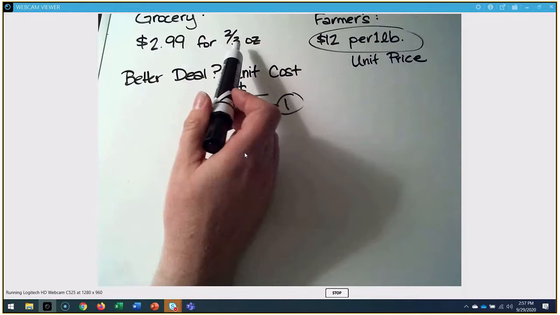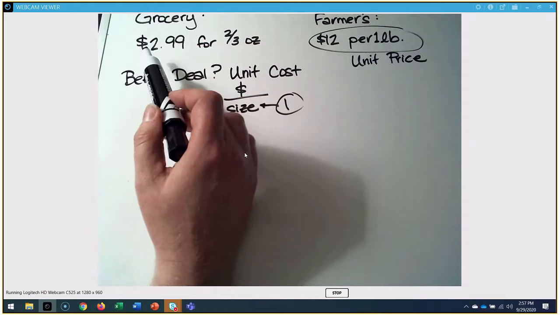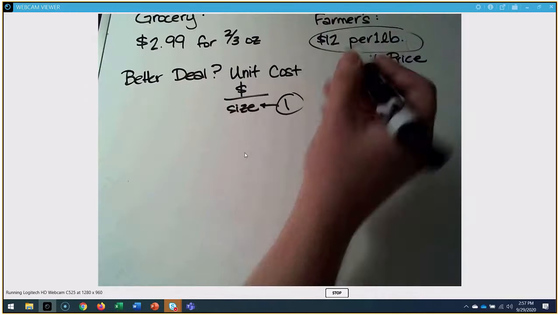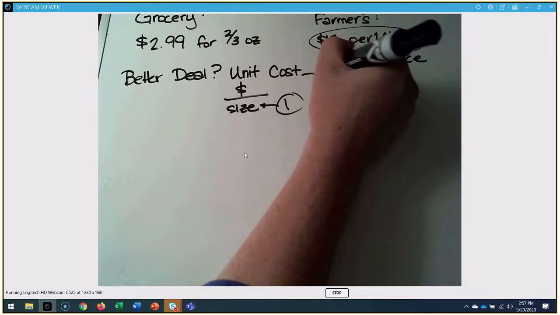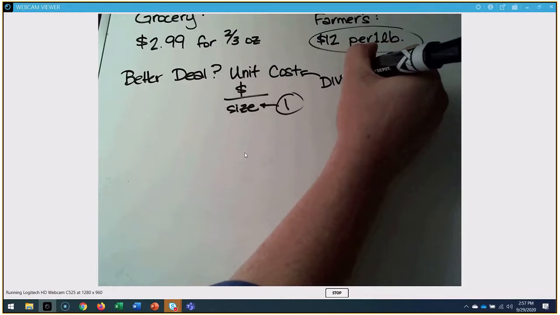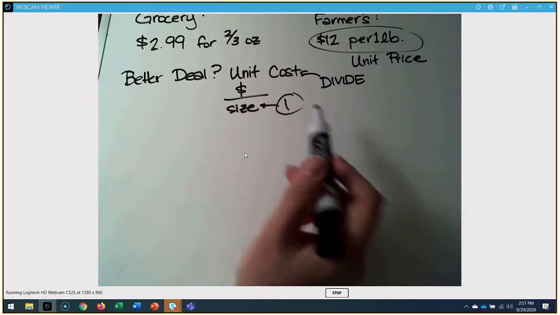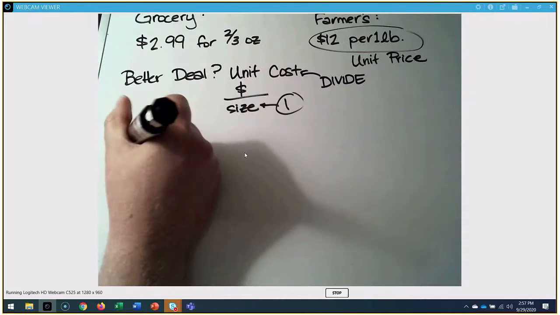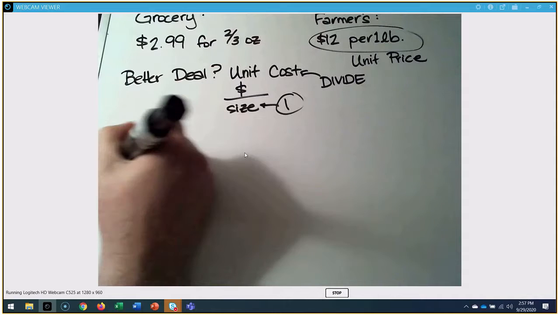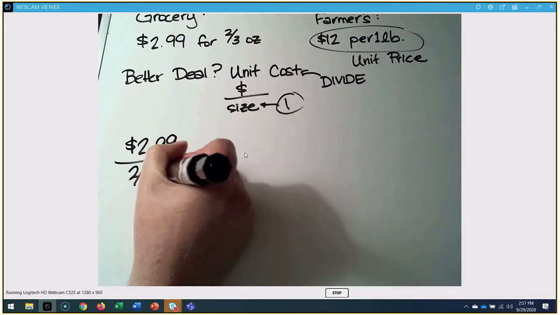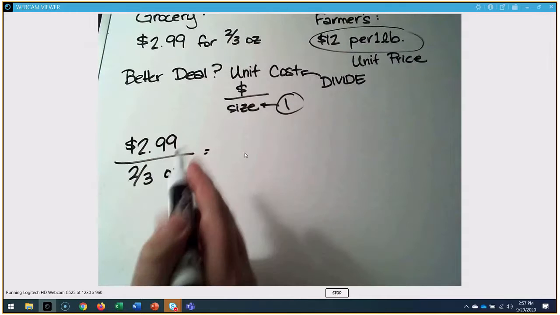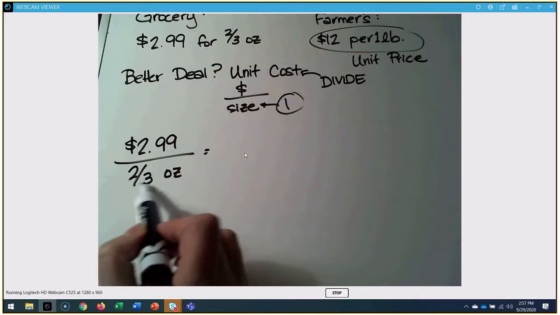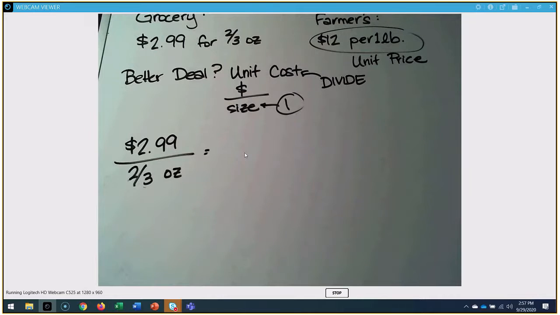This one is not. So let's try to get this to a unit cost first. To do that, you divide. Okay, so we're going to take the price and divide it by the size. And that will give me the price per 1 instead of price per 2/3. I don't want that. Okay, so I'm going to plug it in. $2.99 divided by 2/3.